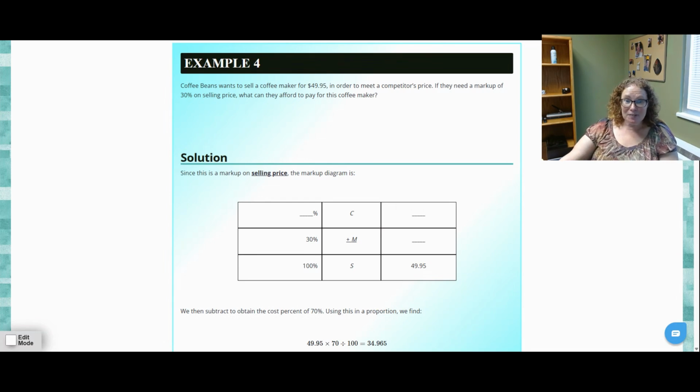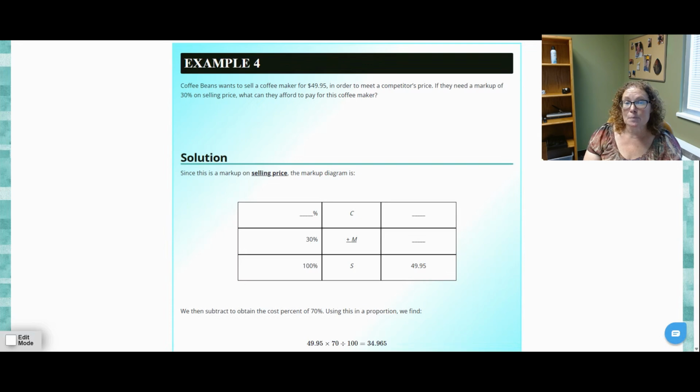So another example, Coffee Beans wants to sell a coffee maker for $49.95 in order to meet a competitor's price. If they need a markup of 30% on selling price, what can they afford to pay for this coffee maker? So basically what we're looking at here is, there's different companies in town, and they could sell the same products, and they want to see if they can compete and gain more customers. What we're looking at here is to see if it makes sense for us to do that, because we don't want to lose money on it.